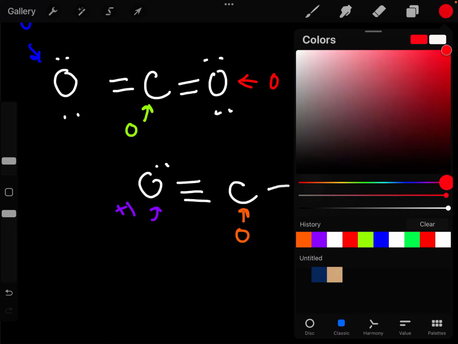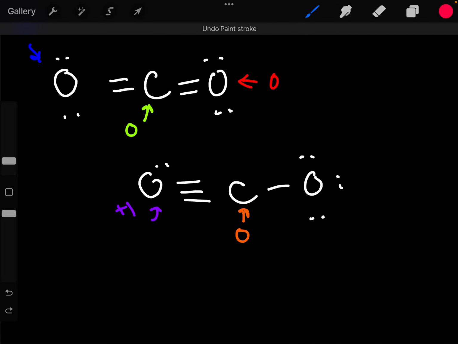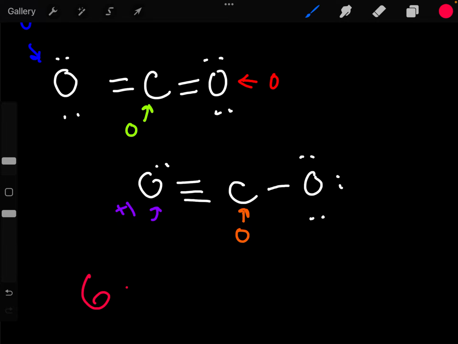And now, let's do pink. Let's do this oxygen over here. This oxygen has 6 valence electrons minus 1, 2, 3, 4, 5, 6, 7. 6 minus 7 equals negative 1. So this oxygen has a formal charge of negative 1. And at the end, it does work out because negative 1 plus 0 plus positive 1 equals 0.